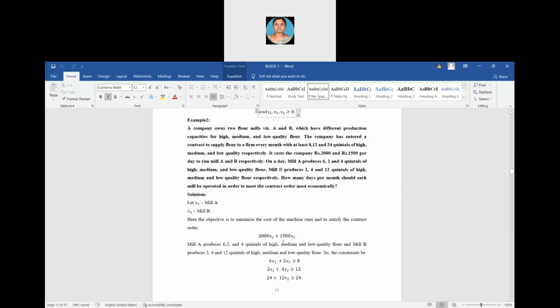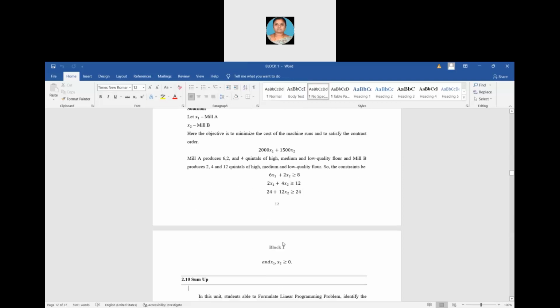And mill A produced, what they have already given in mill A, is 6, 2 and 4 quintals of high, medium and low quality flour. Mill B produced 2, 4 and 12. So all these things we can enter here. Here there is a mistake: 6x1 plus 2x1 plus 4x2. That is x1 here. But here the printing mistake is 24, so we have to convert that.